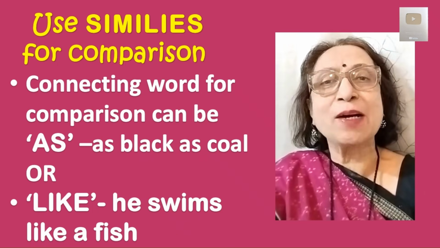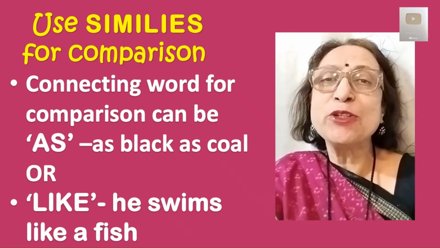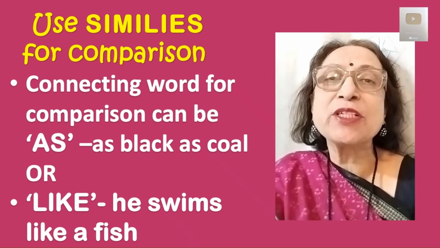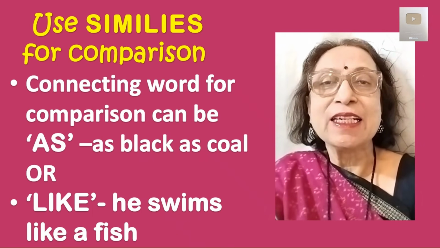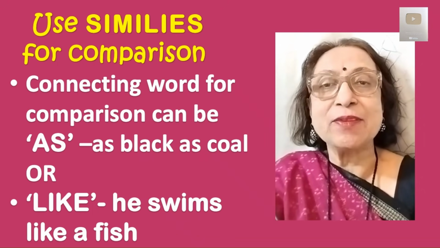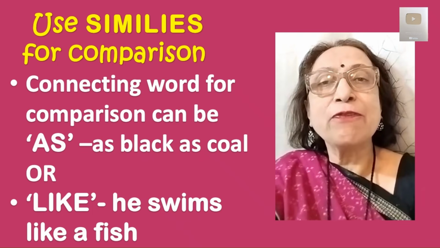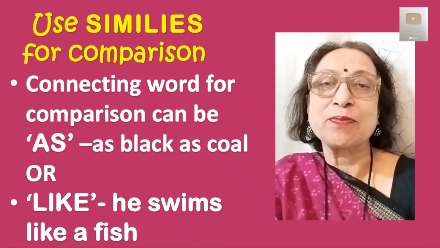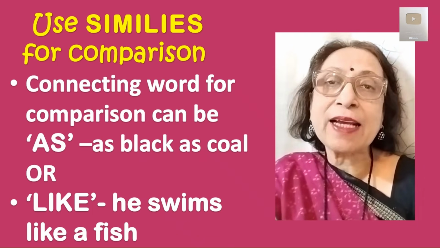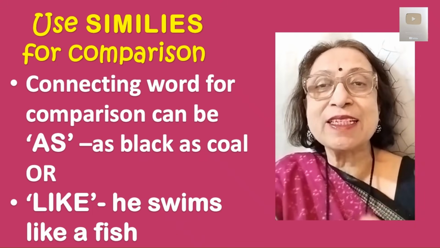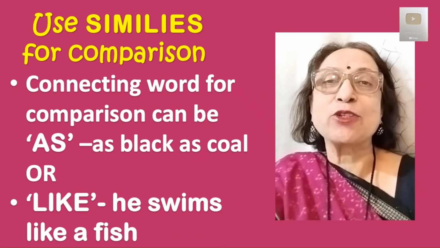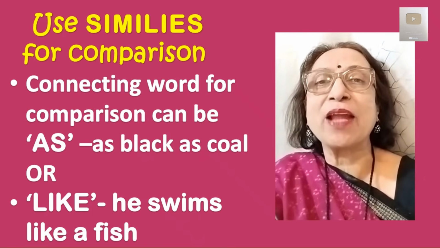When you want to make a comparison, usually you use something which is familiar. This kind of comparison using the word as or like, we call it a simile, S-I-M-I-L-E. Let me give you here a few examples of similes. In a sentence, your hair is as black as coal. The simile is as black as coal. So you see something black, you say as black as coal. So you're saying here, your hair is as black as coal.